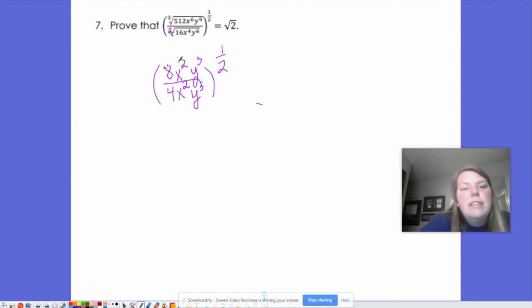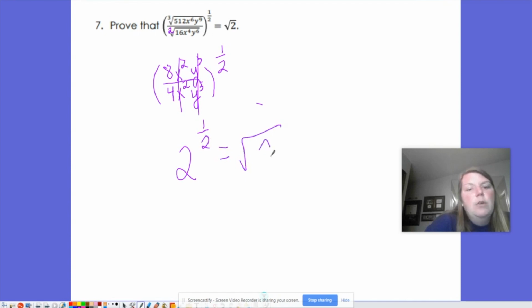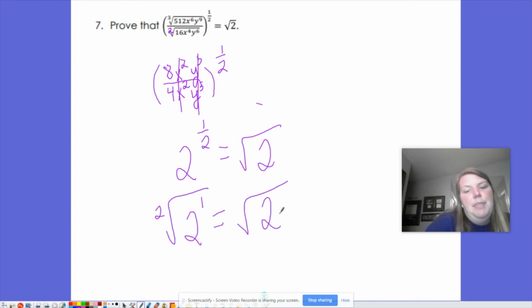And you'll notice that the variables are all the same. So we want to simplify this with 8 divided by 4, which would just leave us with 2 to the 1/2. And is that equal to the square root of 2? Well, let's rewrite this. So exponent of 1, index of 2 does end up being the same thing.